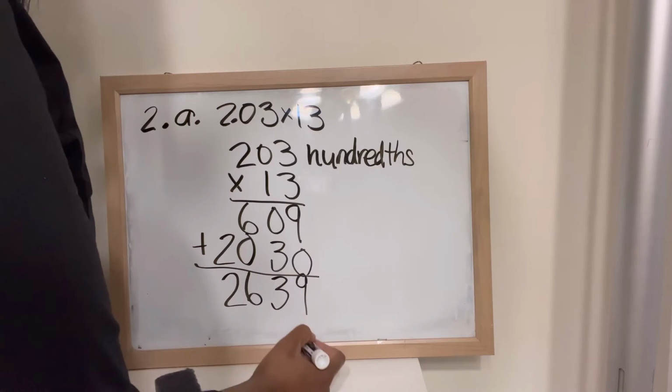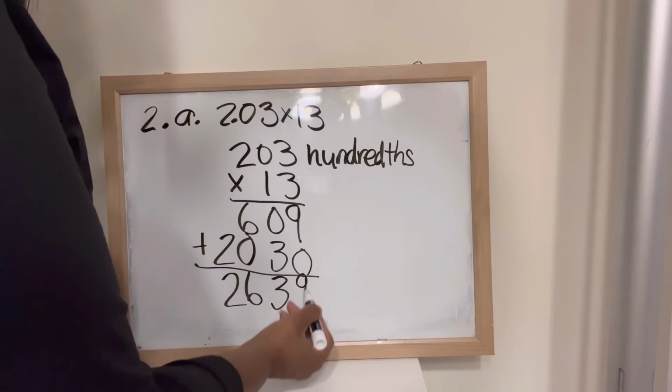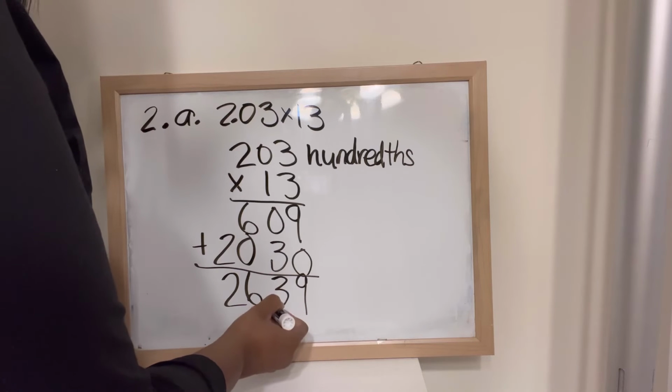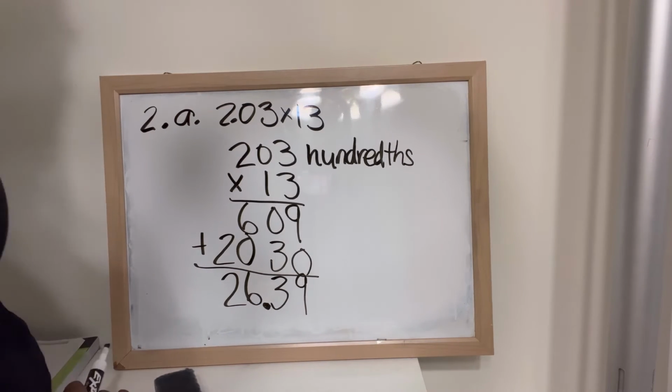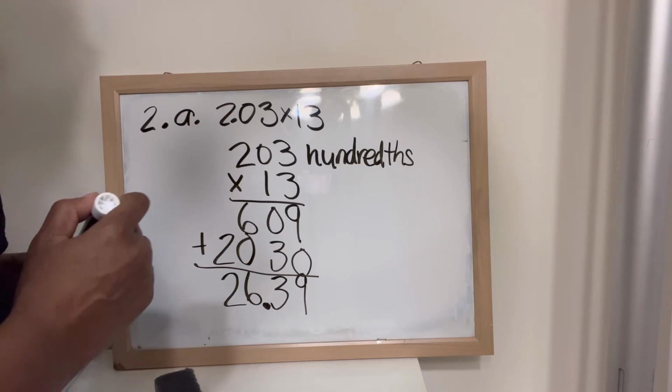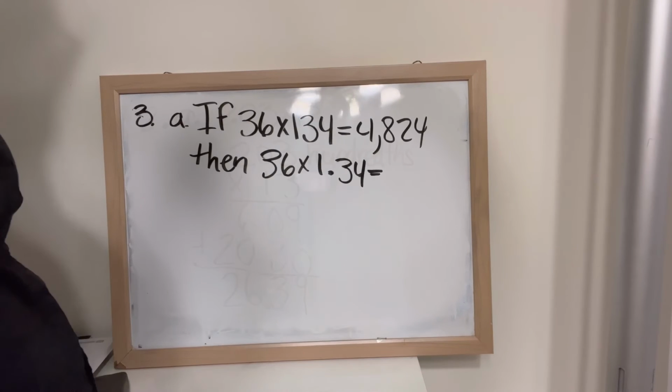Remember, we need to show hundredths. So how do we show hundredths? We make sure we have 2 numbers behind the decimal. So you will insert that decimal point between the 6 and the 3. Okay, I'm going to drop down to number 3 and do an example there for you.